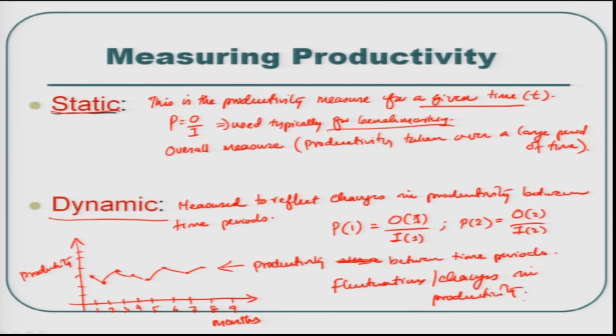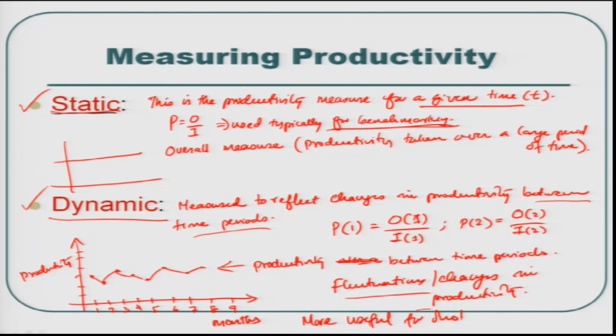Okay. In the static case, the productivity is more like one average number. Whereas here you are measuring it in a different way. I hope that you understand the concept of how to measure productivity. So we measure it in a static as well as a dynamic fashion. Static is for a given time period, it's for benchmarking. Dynamic is between the time periods and it is used for measuring the fluctuations and changes in productivity. So this dynamic productivity is more useful for sustainability studies.